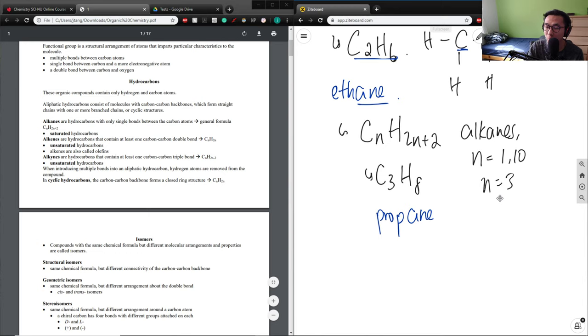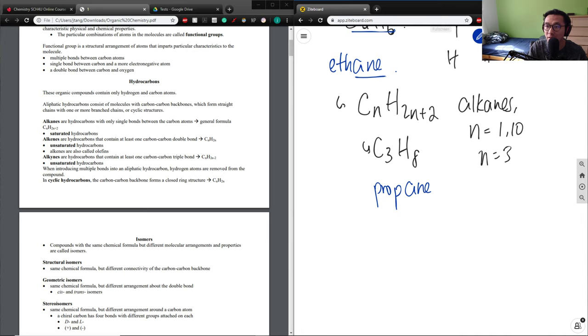So that's just a brief introduction to alkanes. I can always draw the structural diagram as well, so let me do that. I have C bond C bond C. Again, I have three carbons, they're always bonded to each other, and then I can just fill in the hydrogens as single bonds. So I have 1, 2, 3, 4, 5, 6, 7, 8 hydrogens, and then 1, 2, 3 carbons. Just to double check that my formula works, C3H8. So that's propane as a structural diagram.